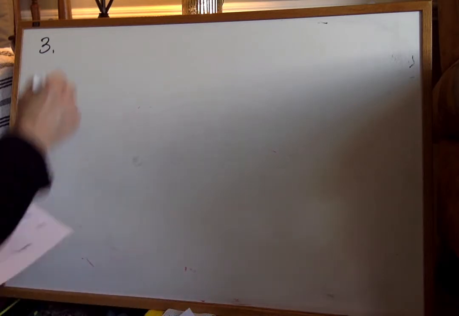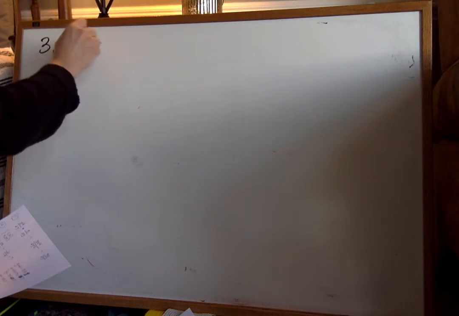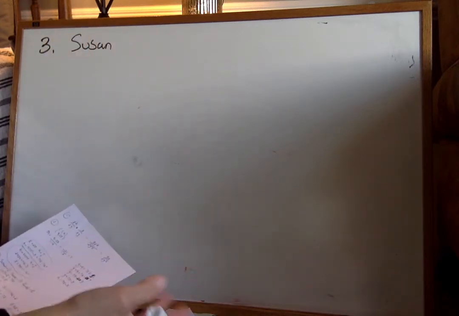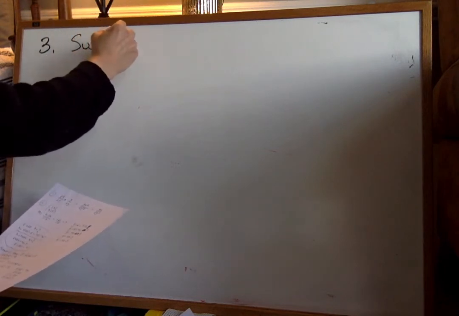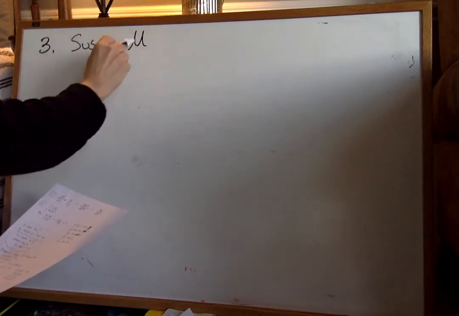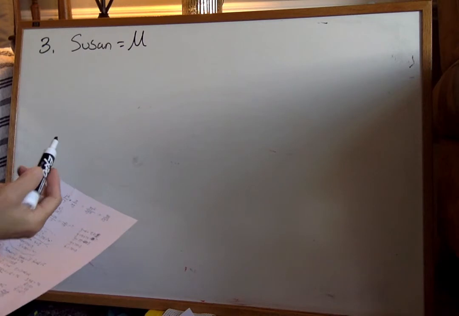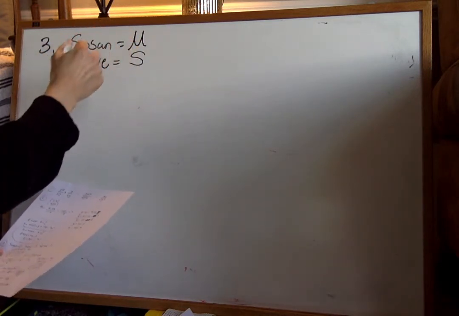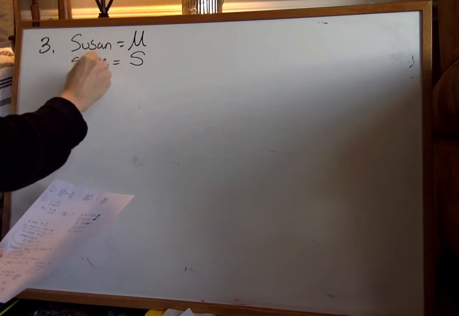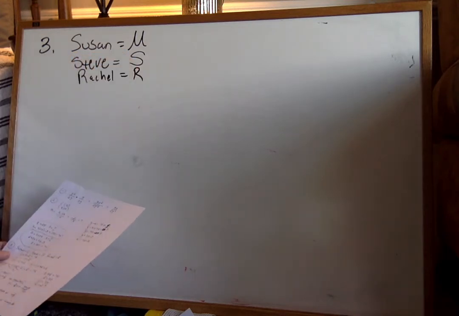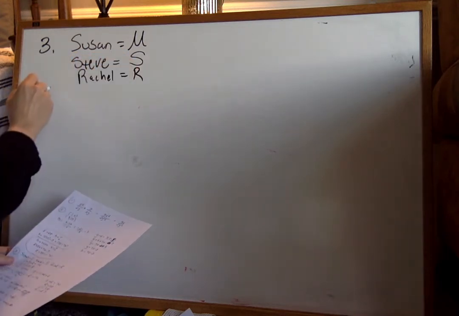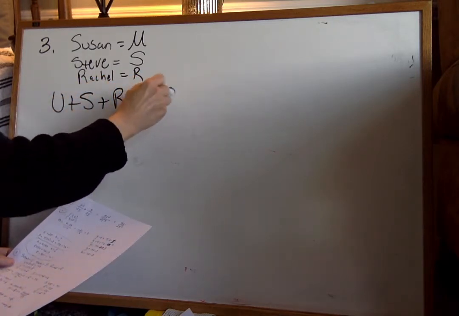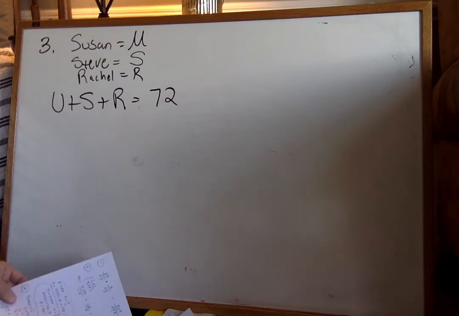Now, first of all, this problem has always annoyed me because they used 2 names that started with S. We can't have 2 S's, right? So I just randomly decided to make Susan U, just because there was a U in her name. I let Steve stay as S, and of course I let Rachel be R. Now you do have to know what dozen is. There's 12 in a dozen, right? They ate 6 dozen, so they ate 72.